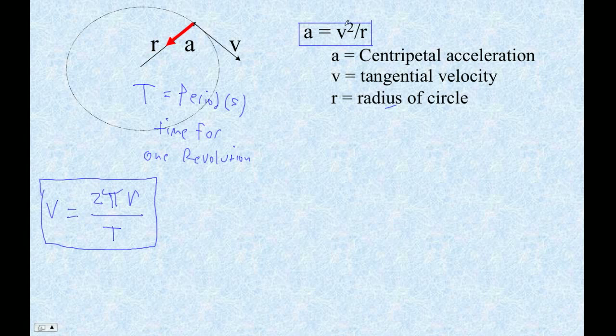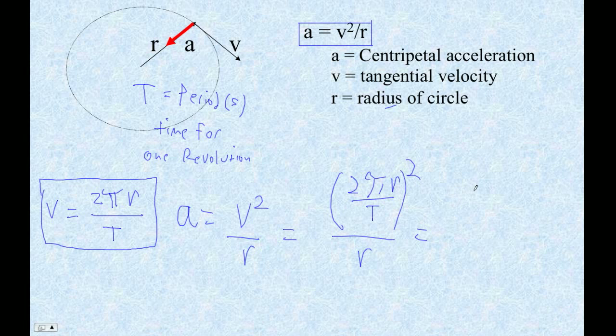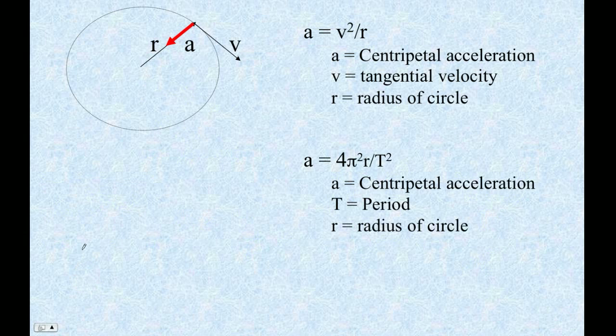Now, what I'm going to do is substitute that in for our velocity, right? So a is v squared over r, right? So that's going to be (2 pi r over T) squared divided by r, right? And that's going to be 4 pi squared r squared over T squared divided by r, right? And then the r's are going to cancel, right? And you end up with the acceleration. Well, here's what you end up with, right? Acceleration is 4 pi squared r over T squared.